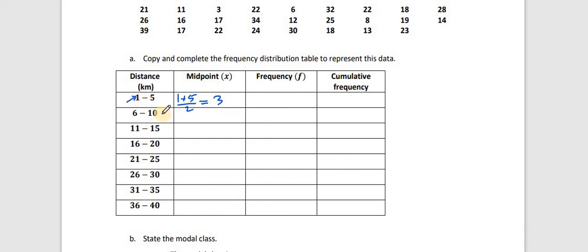6 plus 10, that's what? 16. Divided by 2? 8. 11 plus 15? 26. Divided by 2? 13. Right. Now, 2.5. And look at what this one will be. 36, right? 18.